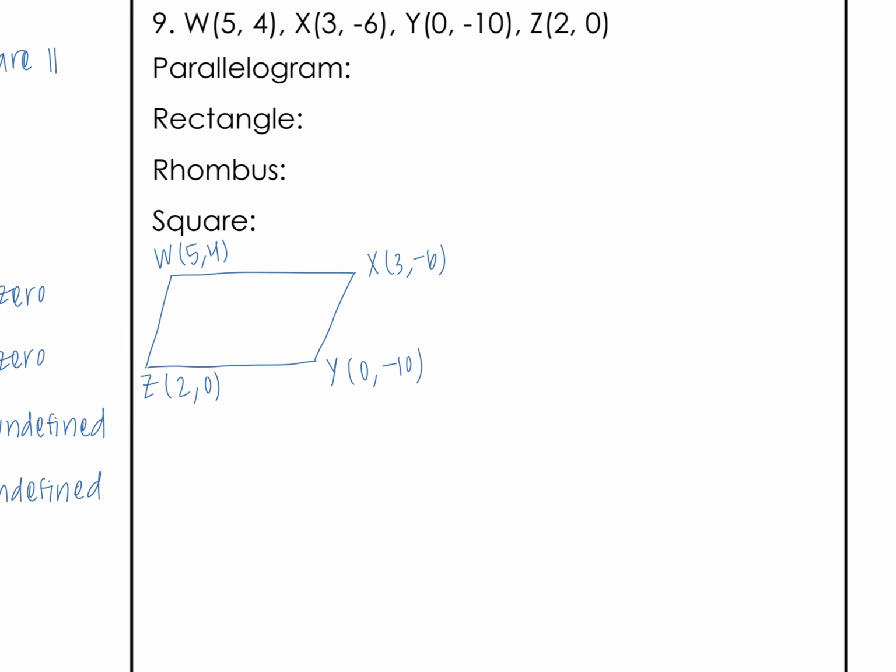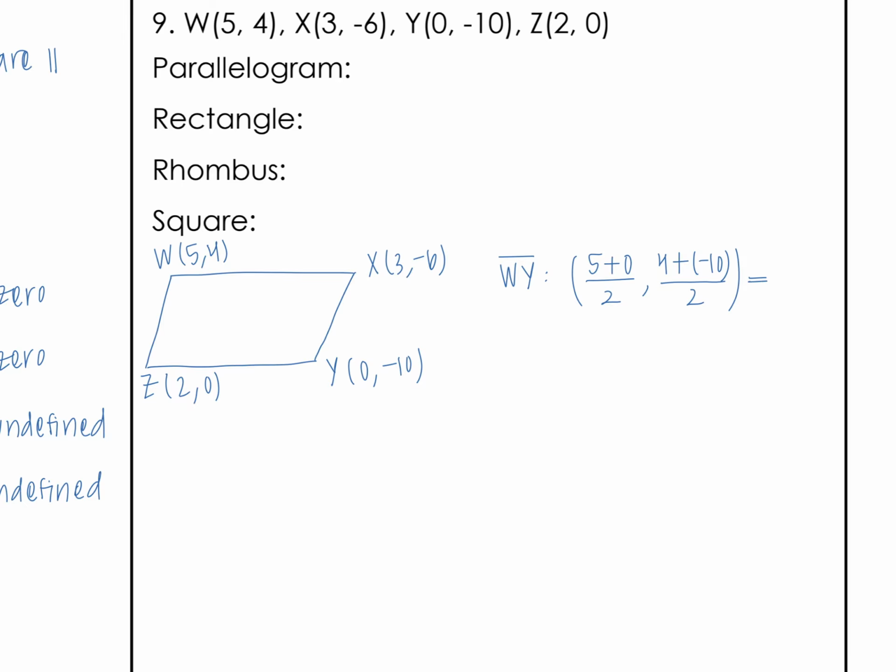All right. So another way to determine if it's a parallelogram is, remember, we can determine, do the diagonals bisect each other? Okay, so I'm going to find the midpoint of my two diagonals. So we'll start off with diagonal WY. We'll have 5 plus 0 divided by 2, and then 4 plus that negative 10 divided by 2.